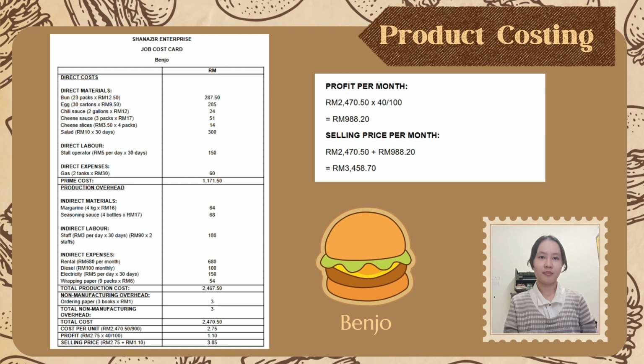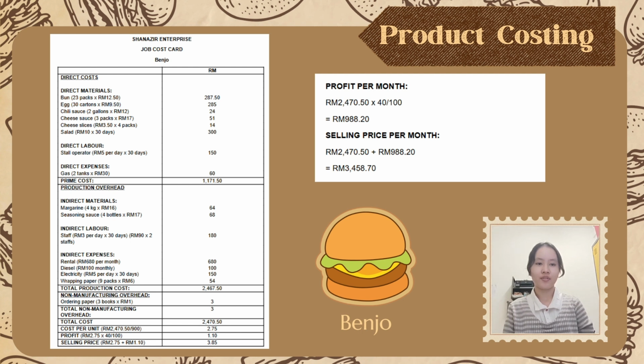Next, we have the job costing for Benjo at Shanazir Enterprise. The prime cost, which is direct materials plus direct labor plus direct expenses, is 1,171 ringgit and 50 cents. As for total production cost, we need to add prime cost, indirect materials, indirect labor, and indirect expenses. After adding all of this, we get 2,467 ringgit and 50 cents. Total non-manufacturing overhead is 3 ringgit, and we add it to 2,467 ringgit and 50 cents to get the total cost, which is 2,470 ringgit and 50 cents.